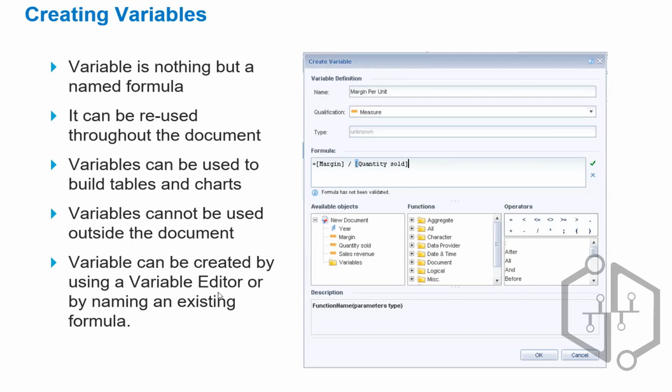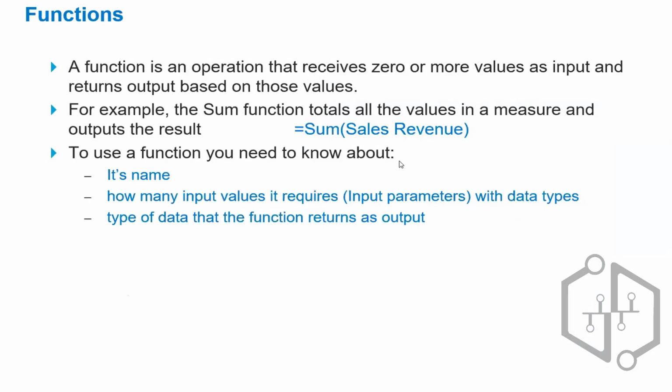A variable can be created by using a variable editor or by naming an existing formula. We'll write some formula here, name it, and say whether it is a dimension or measure. We can use all these functions to write the formulas. These operators also we can use, and we will validate by clicking on this check symbol. If it is correct, it will say that it has been validated. Then we can use it in our reporting.